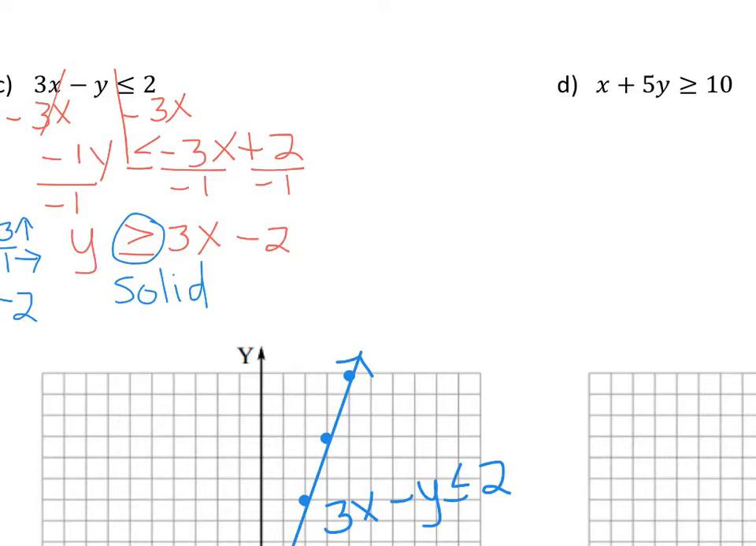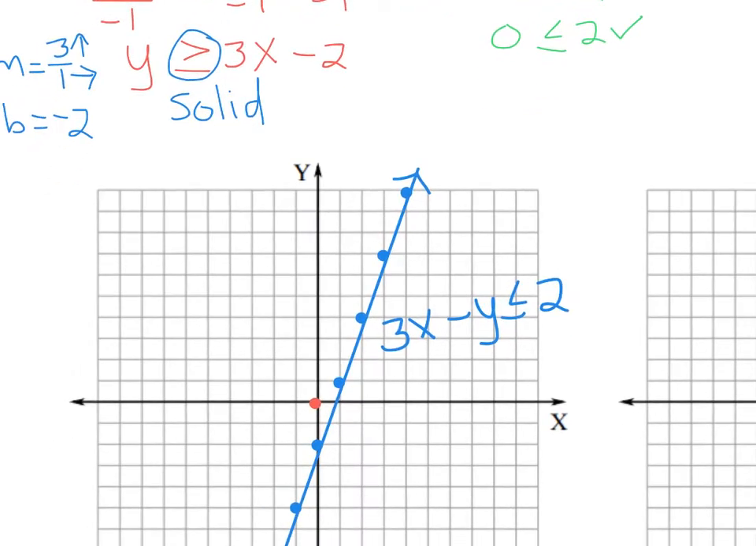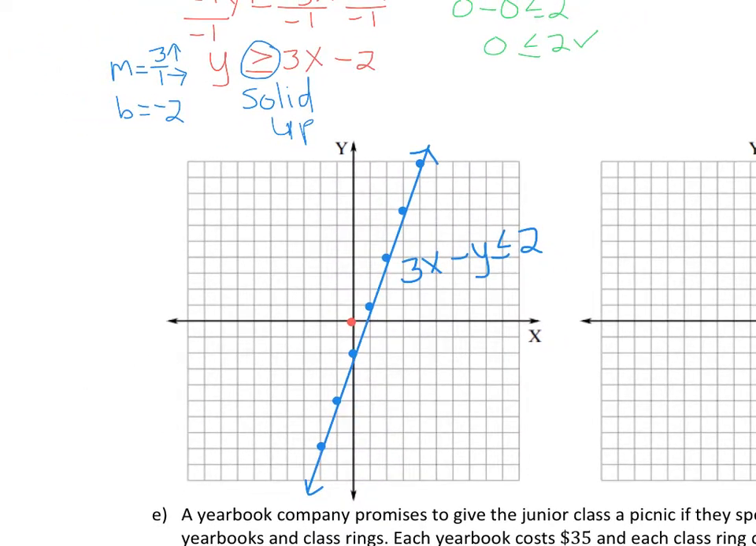So 3 times 0 minus 0 is less than or equal to 2. 3 times 0 is 0. Bring everything else down. 0 minus 0 is 0. So 0 is less than 2. That's definitely true. Because that's a true statement, and I know that 0 is above the line, that tells me that I'm going to shade up. So here are all the y values above that line.